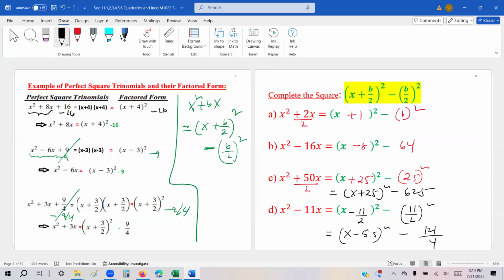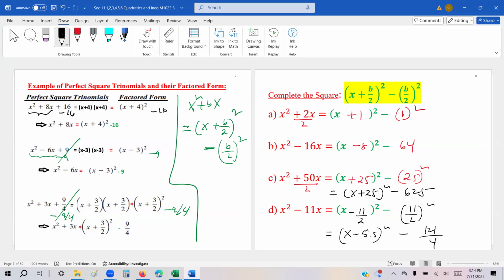So do we put it in the fraction or? 121/4 or 5.5 squared, I have no idea. But I do know that half of 11 is 5.5. So if you know a fraction, put in the decimal. If you don't know, keep it. Don't bother.